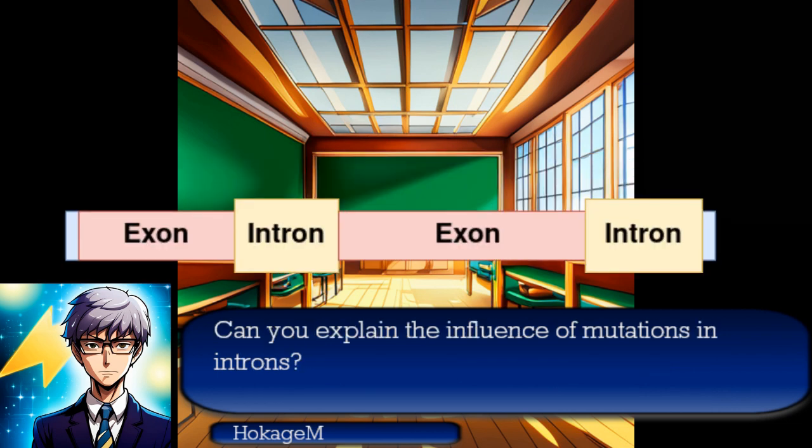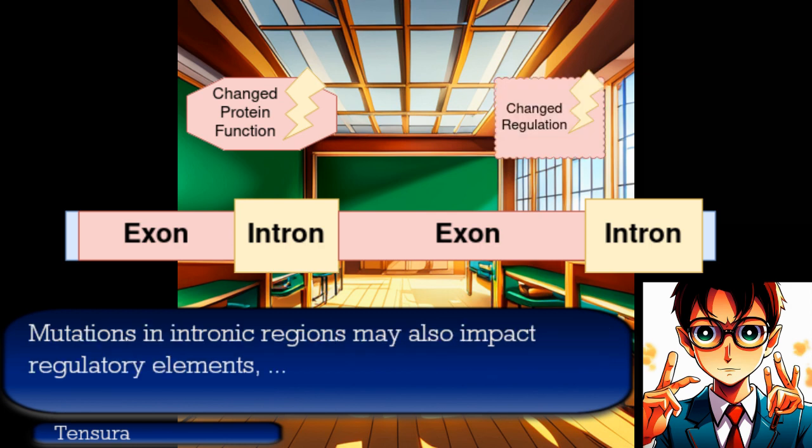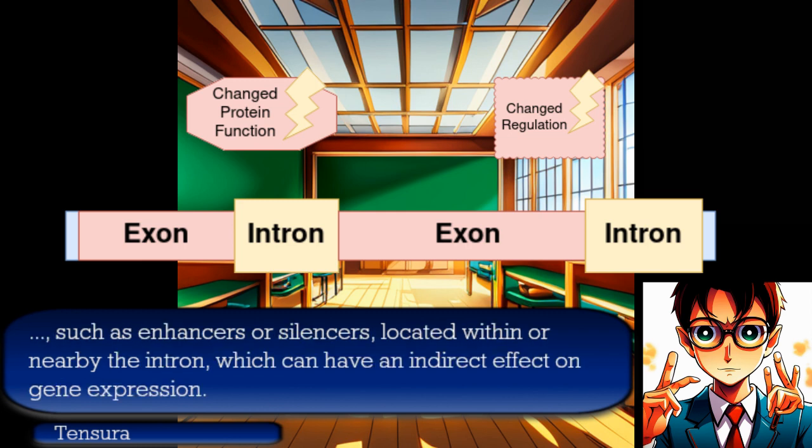Can you explain the influence of mutations in introns? Sure, introns are non-coding regions of DNA found within genes. Mutations in introns can affect splicing, leading to altered protein function. Mutations in intronic regions may also impact regulatory elements, such as enhancers or silencers, located within or nearby the intron, which can have an indirect effect on gene expression.